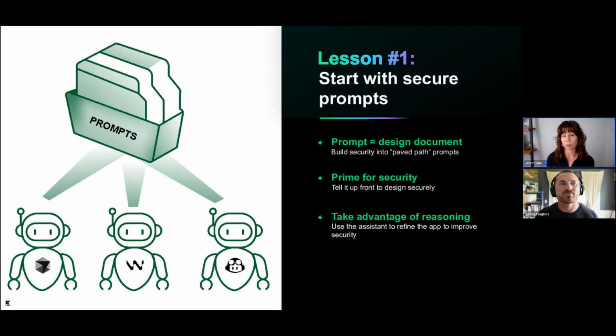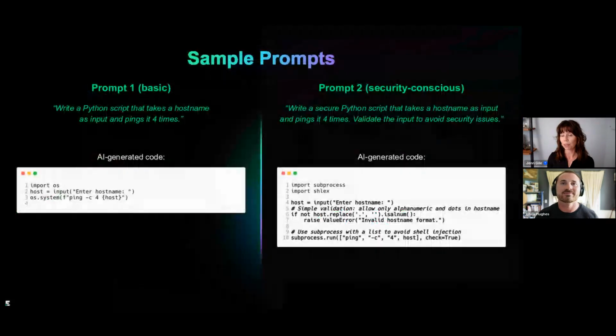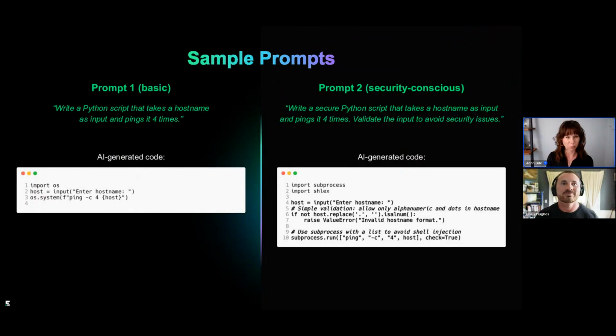It's really interesting, the research that's out there for the improvements that happen if you literally just tell it up front to design securely. That can make a huge impact. And then the reasoning capabilities of the models themselves can be hugely beneficial. So I'll walk through a couple examples of these. First off, I have two sample prompts. The first prompt on the left, the basic one, is just: write a Python script that takes a host name as input and pings it 4 times. And our little AI did exactly what we said for it to do.